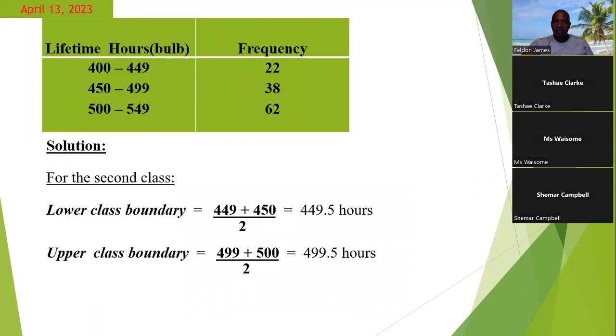So the solution would be, if you are to go this route, you would add the upper limit of one class with the lower limit of the next, divided by 2. So the upper limit of the first class plus the lower limit of the second class, divided by 2, you would get the lower class boundary for the second class. And then you add the upper limit of the second class with the lower limit of the third class, divided by 2, and you will get the upper boundary. Then you find the difference, and the class width would be 50.